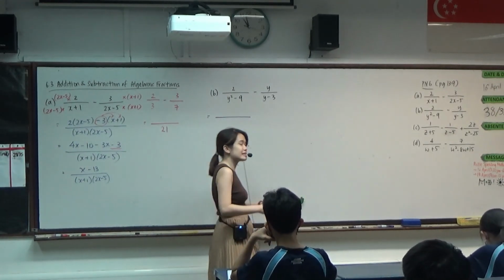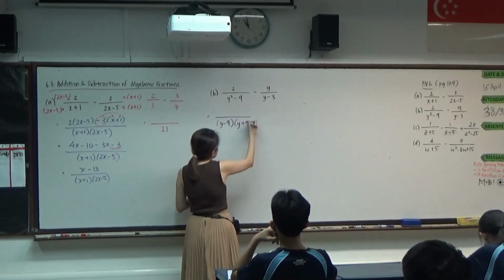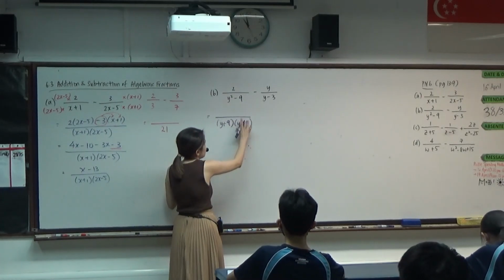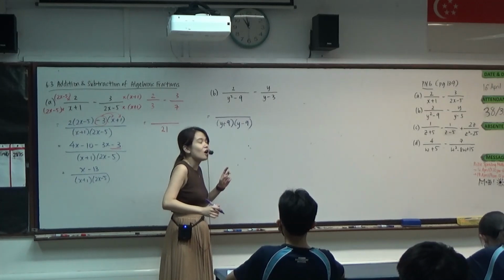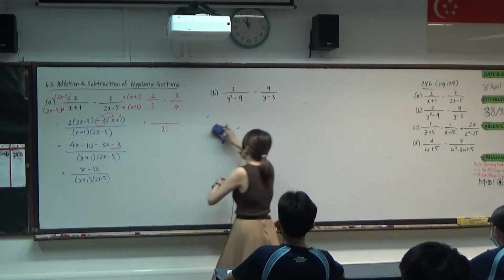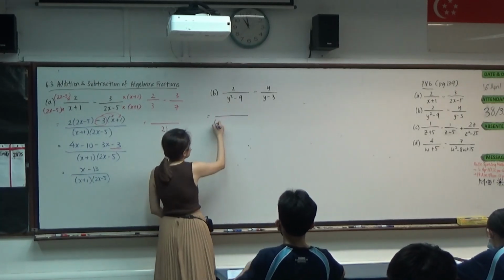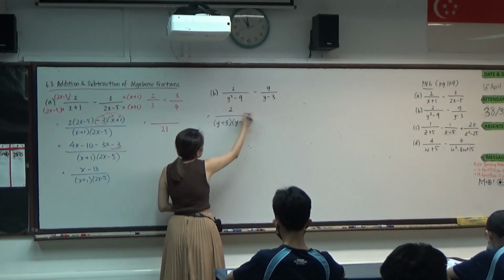Y minus 9, y plus 9? Plus and minus 3? Oh, change the 9 to 3. Yes. So y squared minus 9 is y squared minus 3 squared. So we get y plus 3, y minus 3, right?